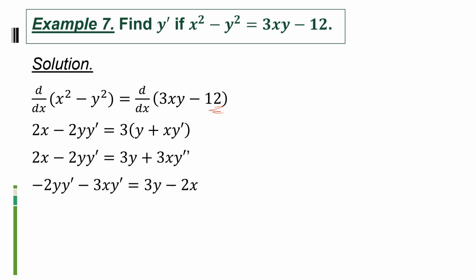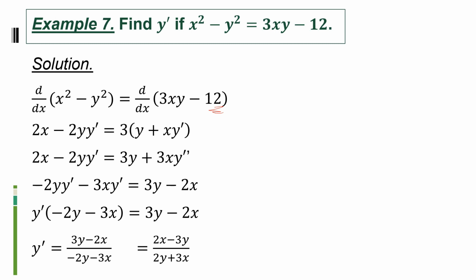By transposition, we have negative 2y y prime minus 3xy prime equals 3y minus 2x. Factoring out y prime, we have y prime times negative 2y minus 3x equals 3y minus 2x. Or that is, y prime now equals 3y minus 2x all over negative 2y minus 3x. Or, kung maarte kayo, gusto nyo tanggalin yung negative, we have 2x minus 3y all over 2y plus 3x.